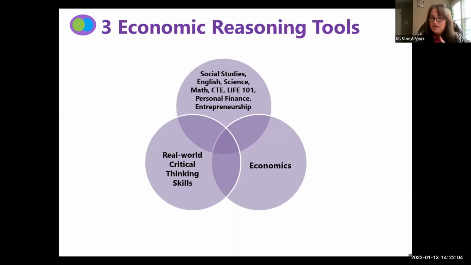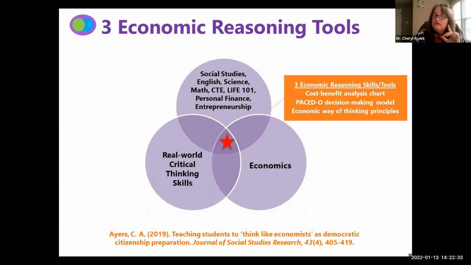So, the second objective, if you'll remember, is I want to talk about the sweet spot where all of these subject areas, including social studies, English, science, and Life 101 intersect with what we call the real world critical thinking skills, which you can hardly have a job anymore without having to demonstrate some of these employability skills, regardless of whether you start a business or not, and how they intersect with economics. And that is where the power comes in. The three economic reasoning tools, which I'll just quickly demonstrate for you and ask for some applications. Remember, multidisciplinary, Life 101. This is the game changer, not only for increasing comprehension in academic subjects, but for having a better life.